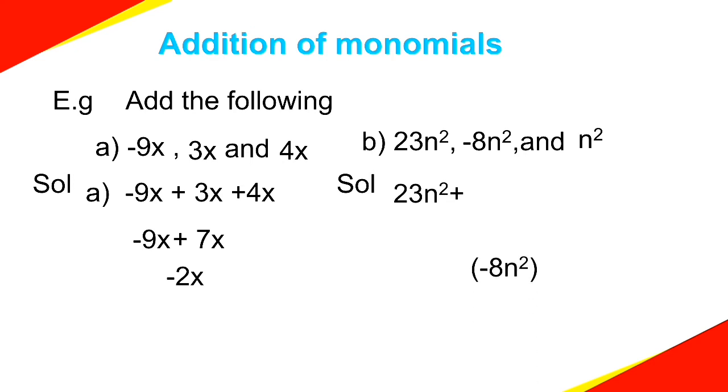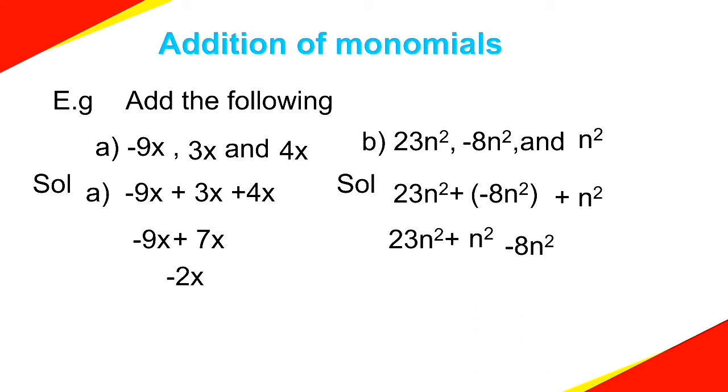23n square plus of minus 8n square plus n square. Okay. Now in these, what can we say? Same terms and same symbol. Right, that is 23n square plus n square minus 8n square.